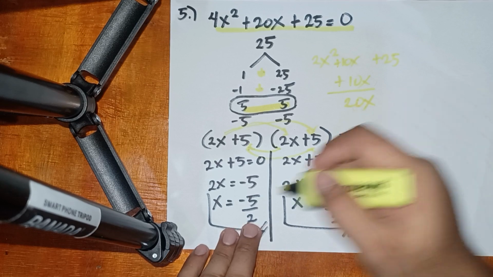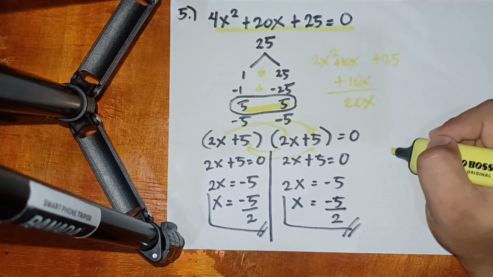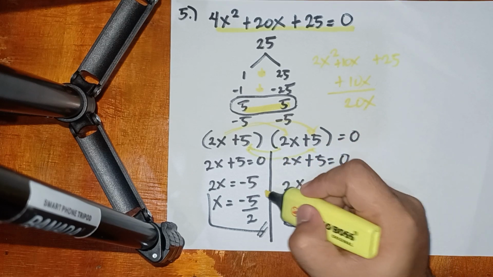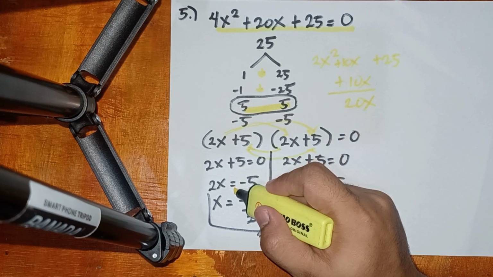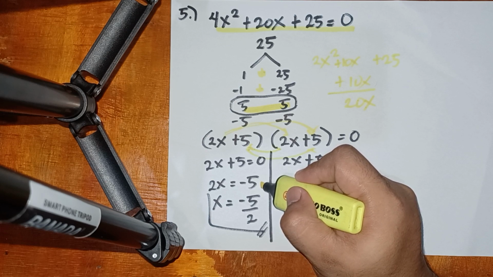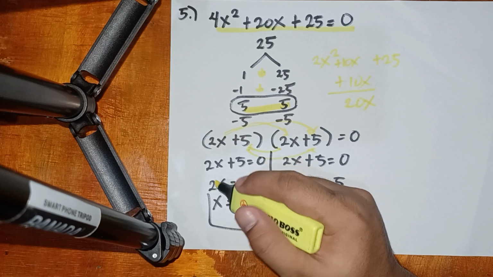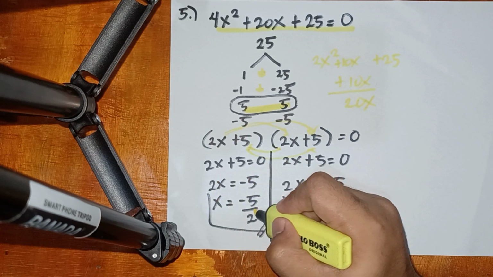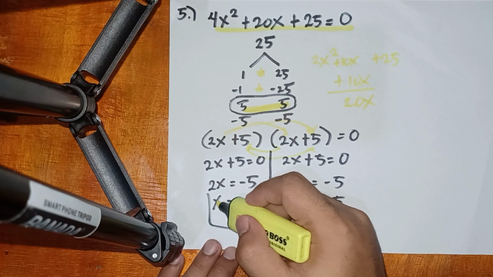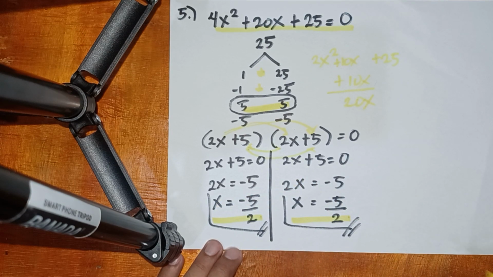So that would be 2x plus 5 is equals to 0. Same with the other side. Then transpose positive 5 to the other side of the equal sign. So that's negative 5 now. And then divide it with the numerical coefficient of x. So that would be x is equals to negative 5 halves. So this would be your value of x for both sides, or the two values of x.